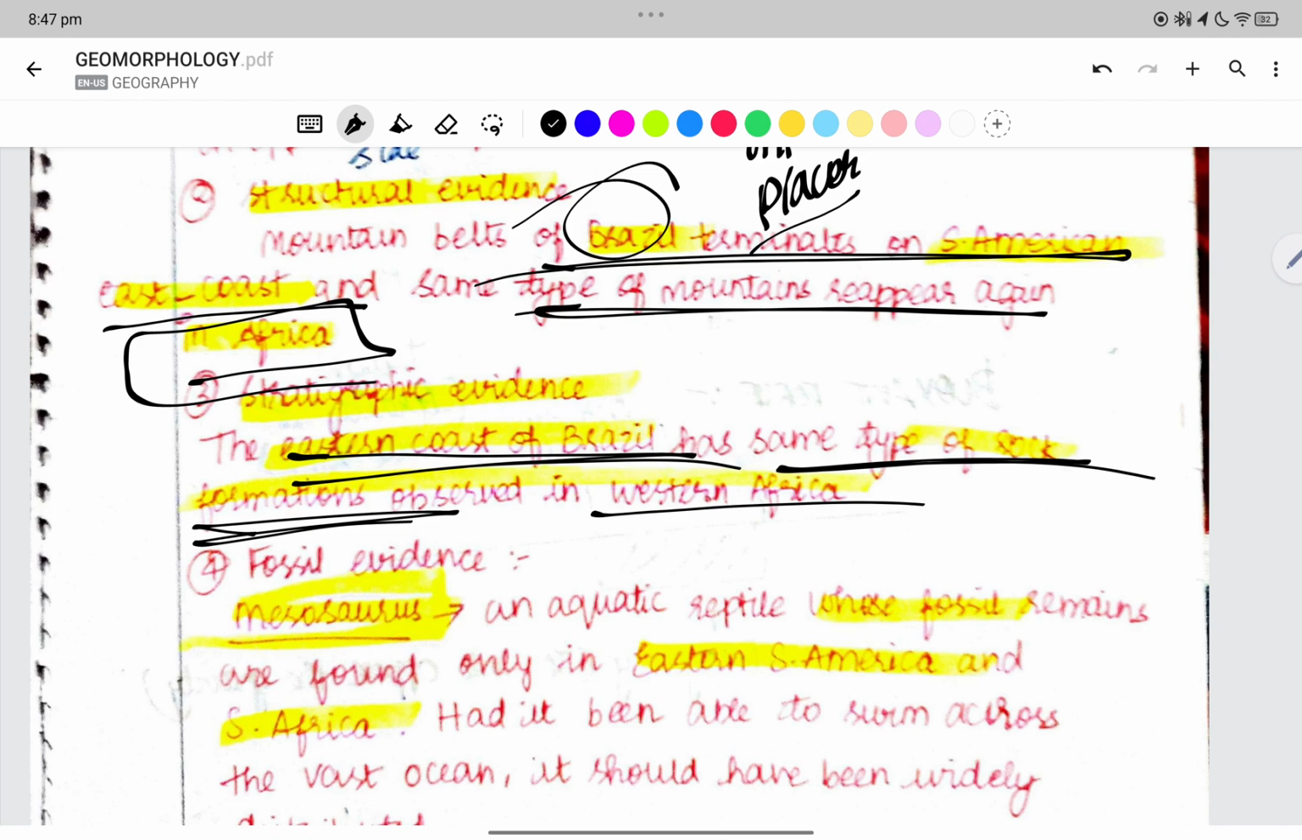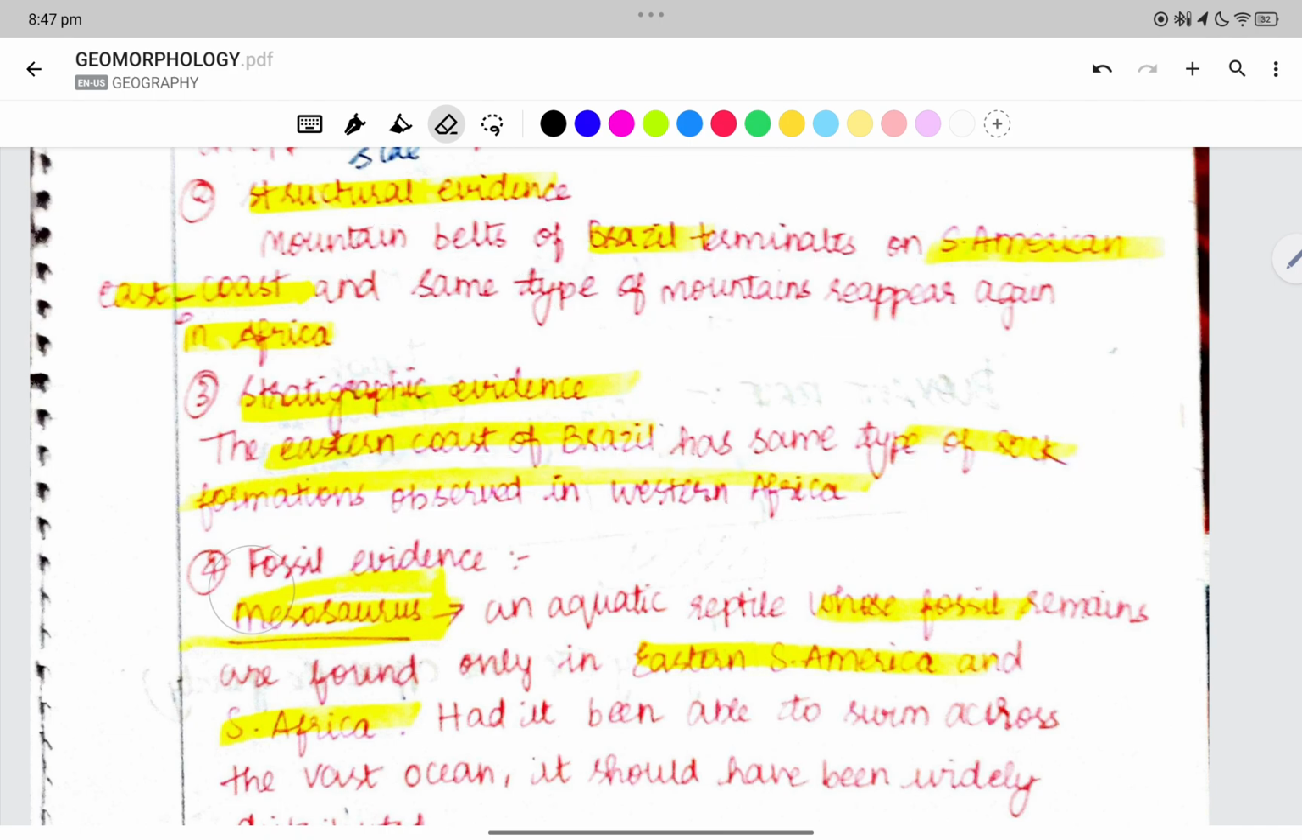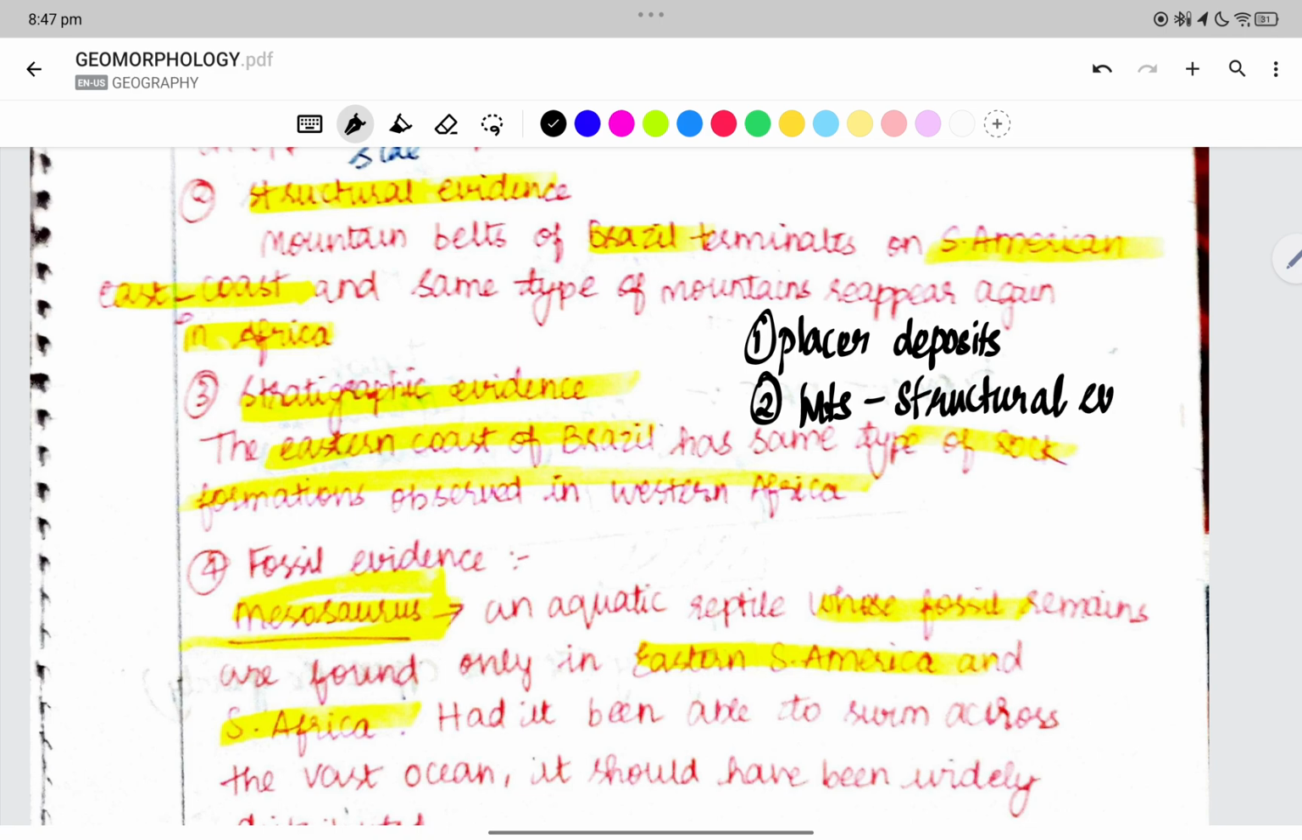So stratigraphic evidence also tells about the eastern coast of Brazil. With Brazil alone, we have different kinds of evidence. The first is the placer deposits. The second is related to the mountains, that is the structural evidence, the mountain building. The third is the rocks, the stratigraphic evidence: even the rocks are the same. We have mountain belts which connect to each other, and apart from mountain belts, the rocks are also the same.